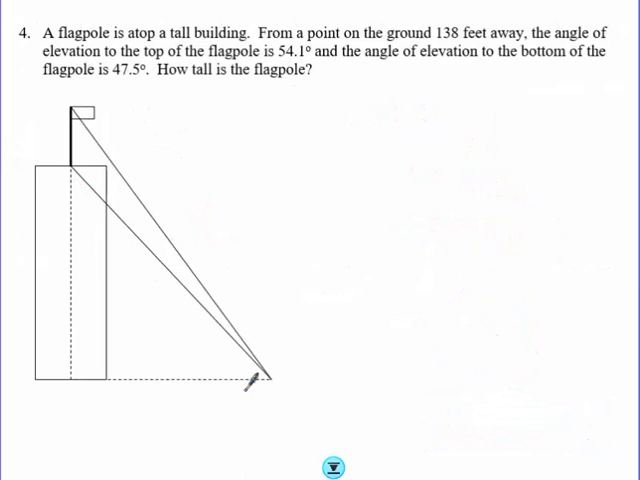Let's look at one more problem. A flagpole is atop a tall building. From a point on the ground, 138 feet away, the angle of elevation to the top of the flagpole is 54.1 degrees, and the angle of elevation to the bottom of the flagpole is 47.5 degrees. How tall is the flagpole? So, I know that this is a right angle, and I know that from this person here to the base of the building is 138 feet.